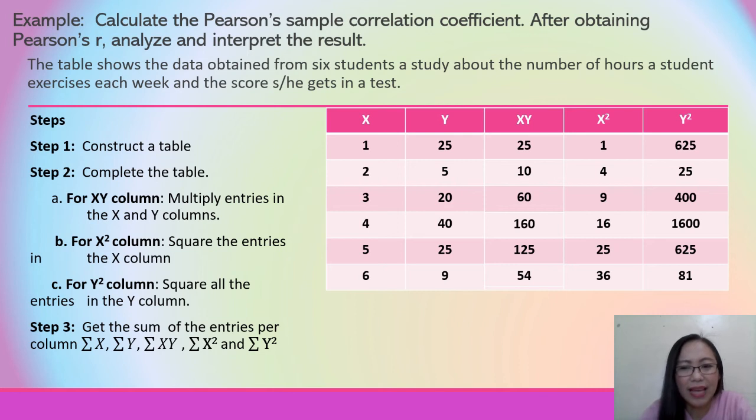And then for step 3 here, get the sum of the entries per column. So we have here summation of X, summation of Y. This is read as summation.